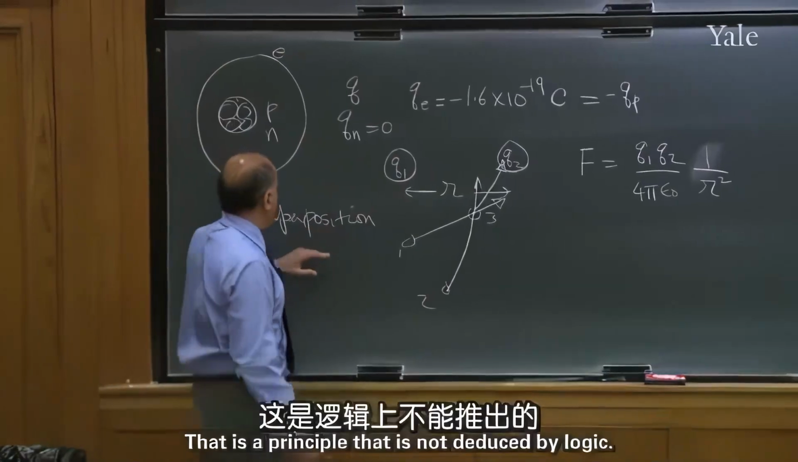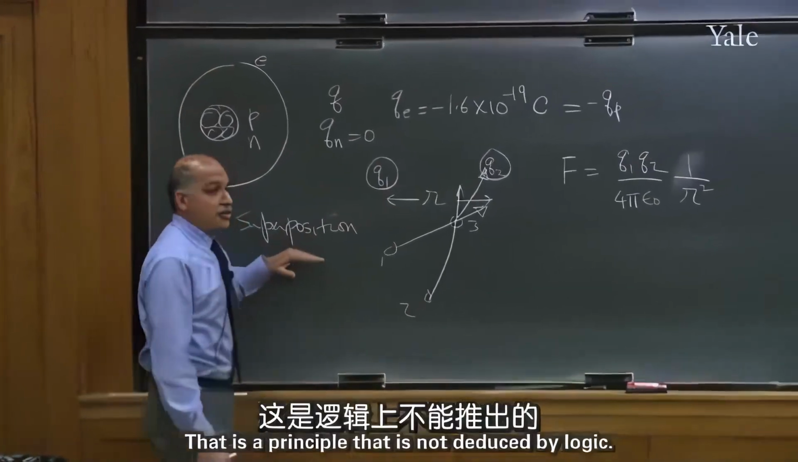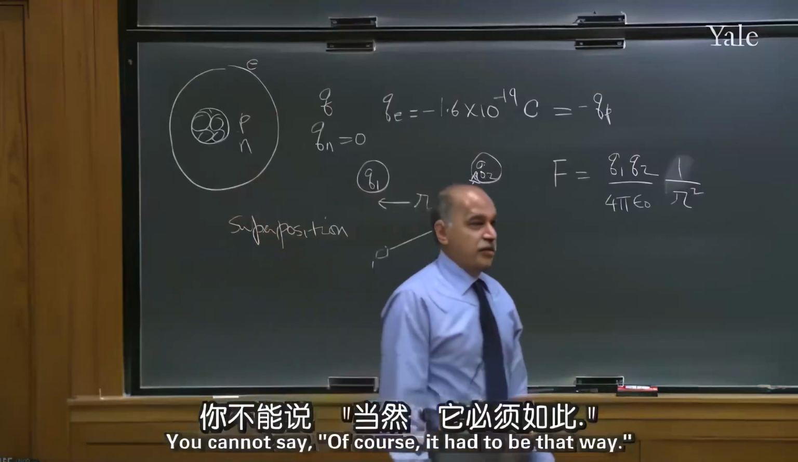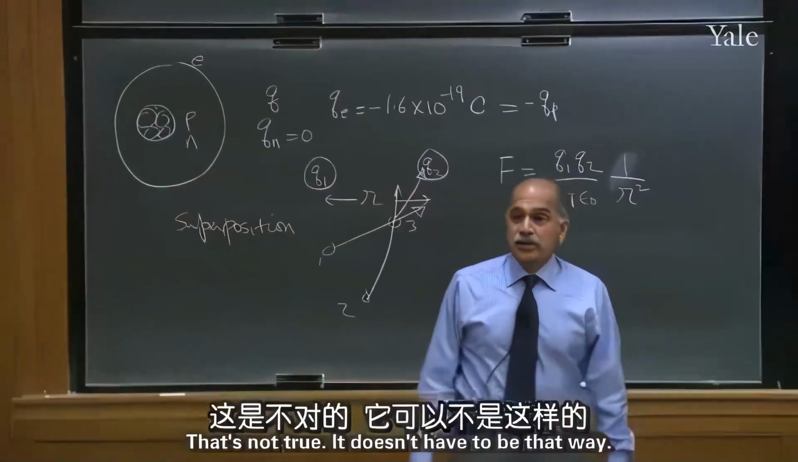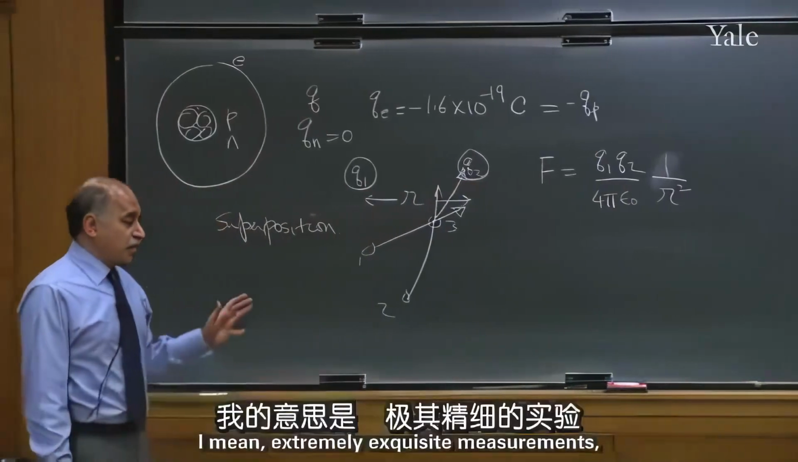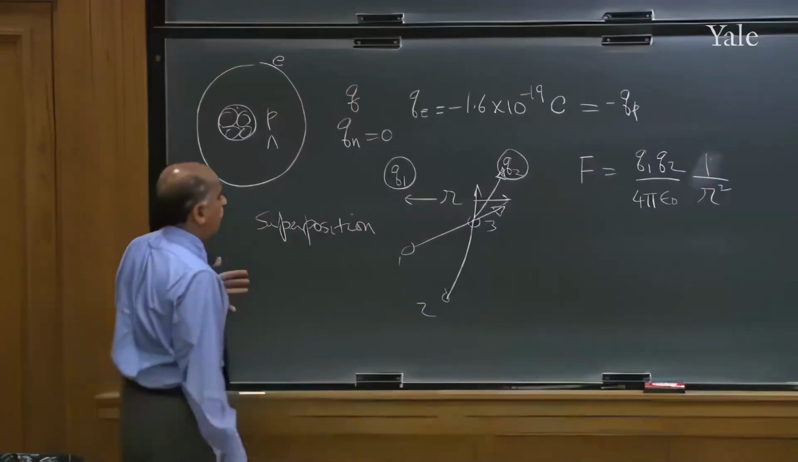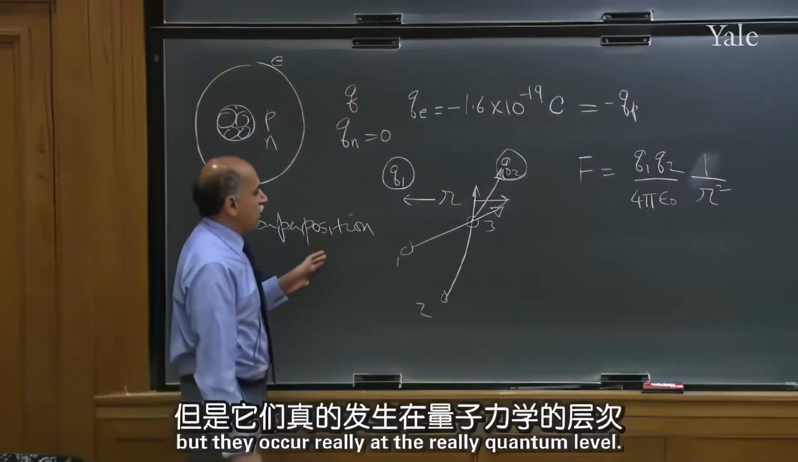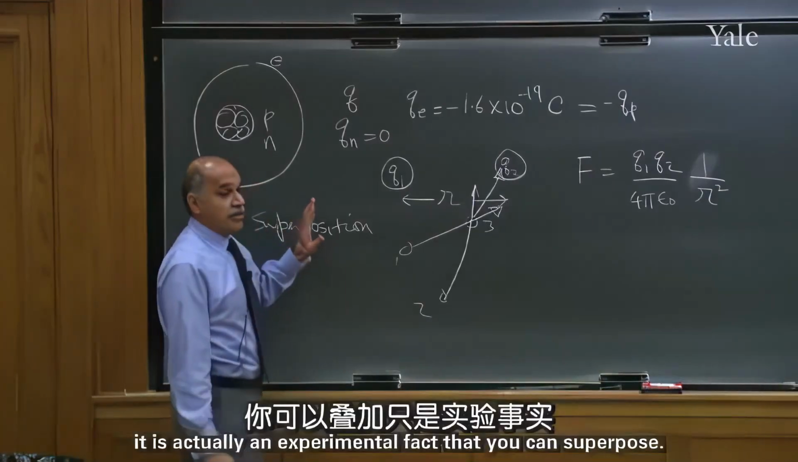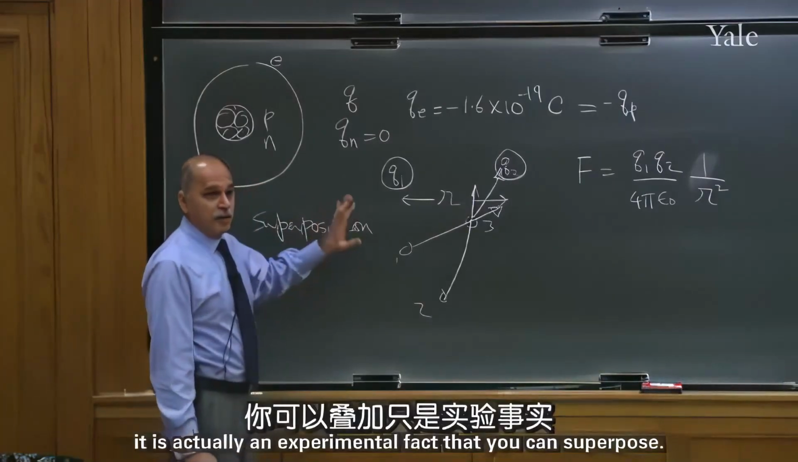That is a principle that is not deduced by logic. You cannot say, of course, it had to be that way. That's not true. It doesn't have to be that way. In fact, it is not that way if you make extremely exquisite measurements. But they occur at the really quantum level. For classical electromagnetic theory, it is actually an experimental fact that you can superpose.